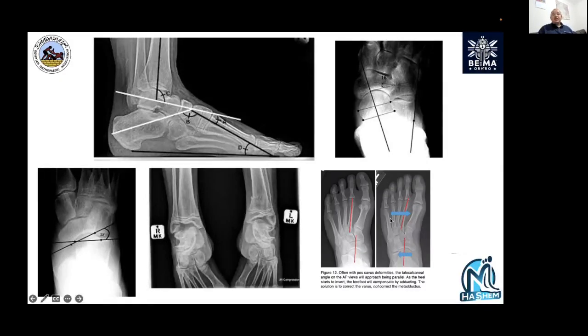If you look on this X-ray, you can easily spot that this is the longitudinal axis of the talus, and normally it should run along the same longitudinal axis of the foot, which goes through the second metatarsal. But as you can see, because of the cavus, the forefoot is adducting, and because the forefoot is adducting, the heel is going into varus.